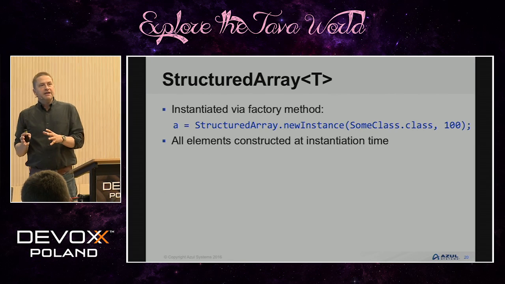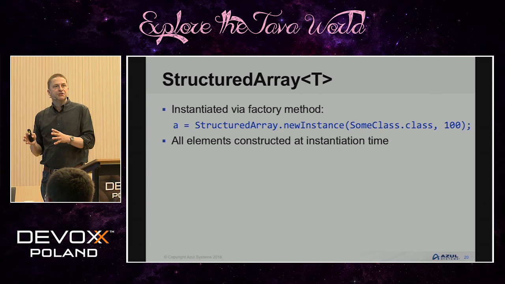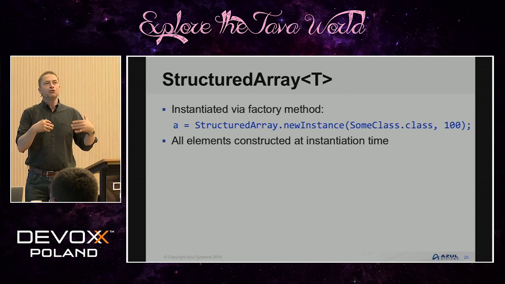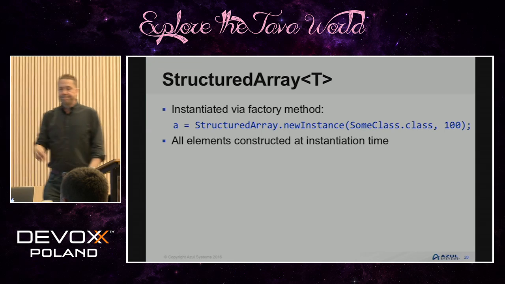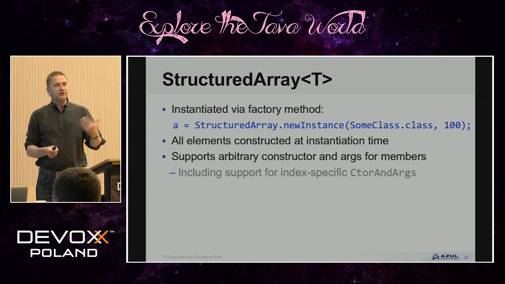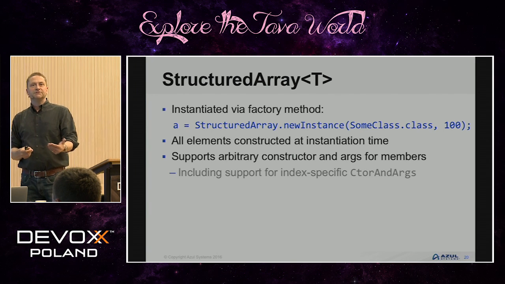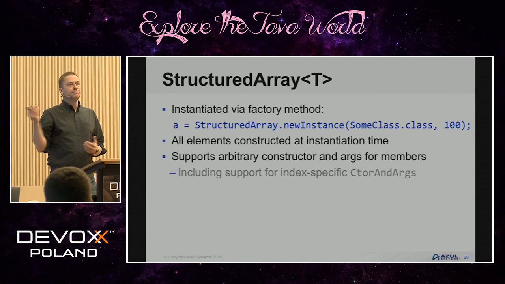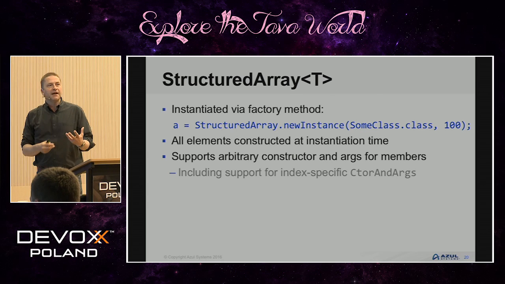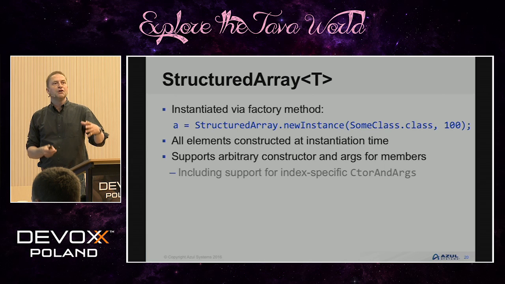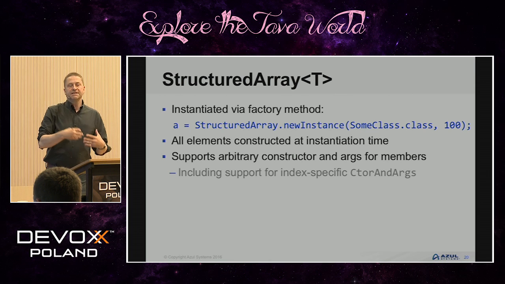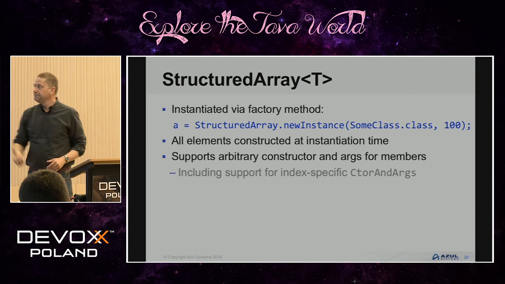All of the elements in that array will be constructed at instantiation time. That means that all the objects that are going to be put in that structured array are created when you create the structured array. And because when you create objects, often you want to pass values as parameters to the constructor, to have them constructed in particular ways, there is support for that through this thing called CTOR and args, for constructor and args. That will allow you to pass arbitrary values to the constructors of the objects as they're created when you create the structured array. And that's done based on its position in the structured array.